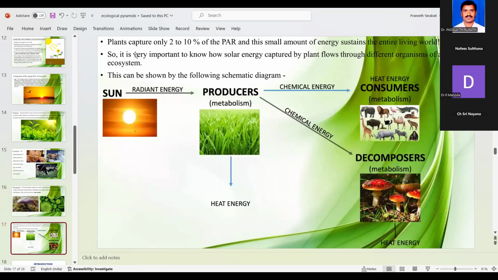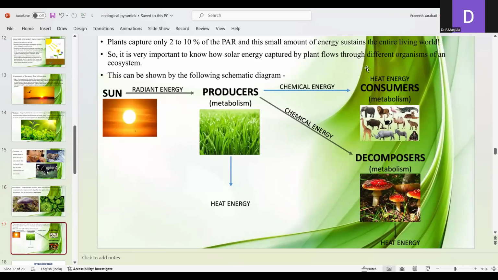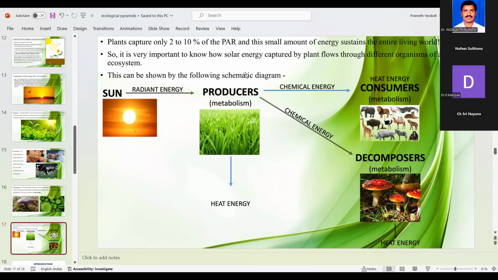Okay, so the plants capture only 2 to 10% of the photosynthetically active radiation, and this small amount of energy sustains the entire living world. The plants produce the food materials and it is utilized by all living organisms. So it is very important to know how solar energy captured by the plants flows through different organisms of the ecosystem. This can be shown by the following schematic diagram: the sun, that is radiant energy, is absorbed by the producers.